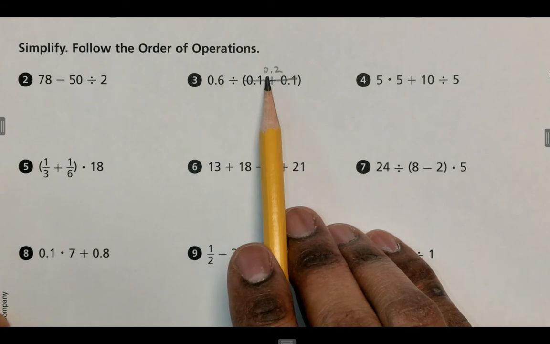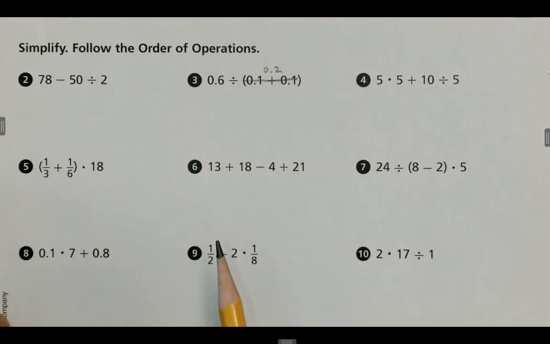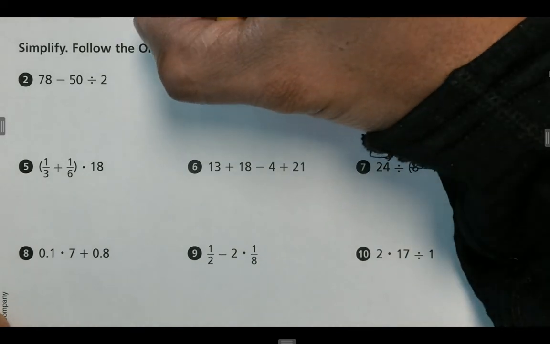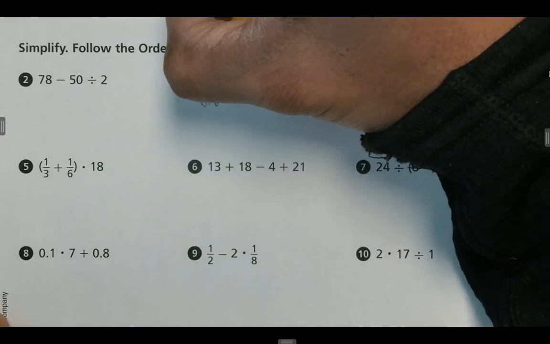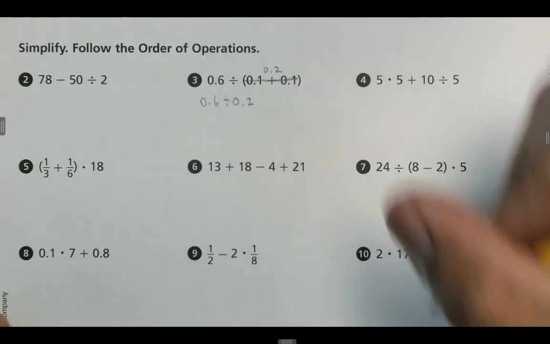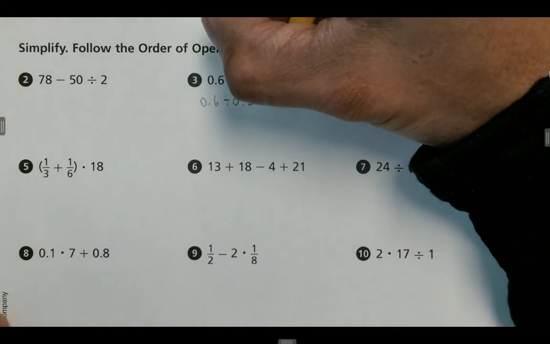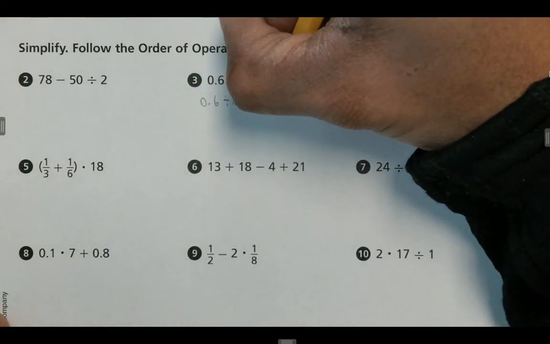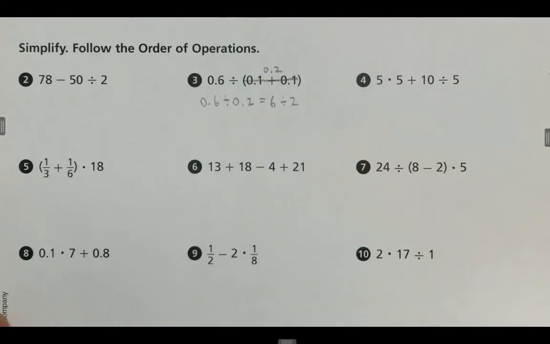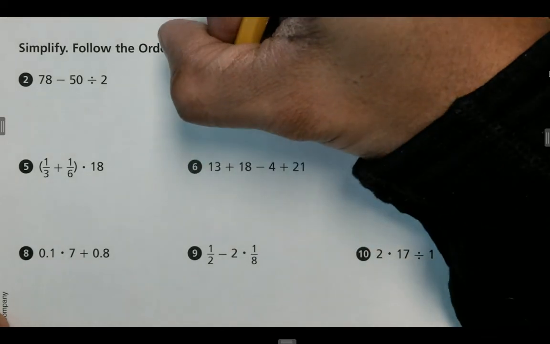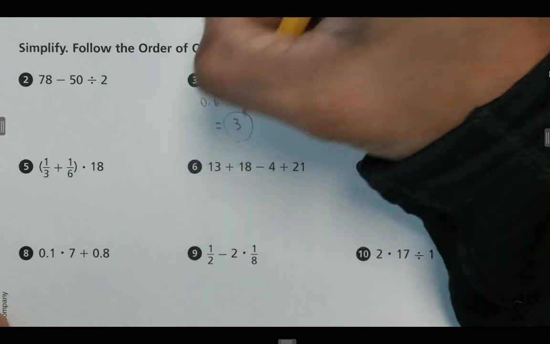6/10 divided by 2/10. So to clear out the decimal point, we will do one push to the right, and what you do to one side, you do to the other to balance it out. And then, of course, 6 divided by 2 is 3.